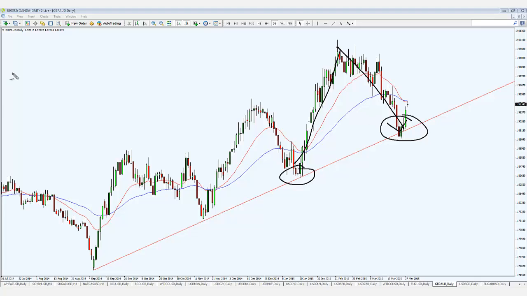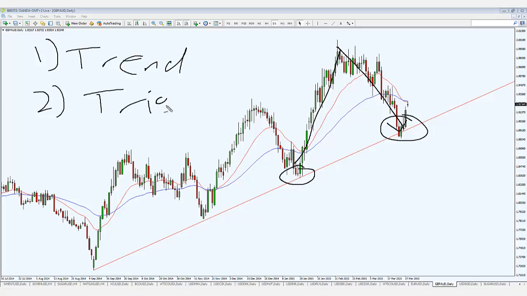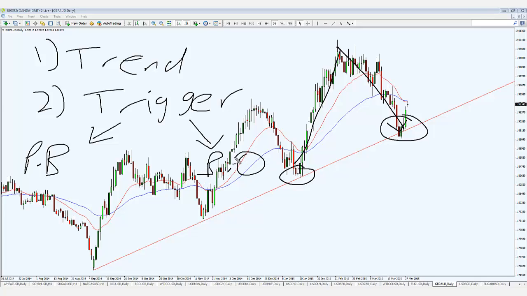All right, so let me emphasize once more. Two things you need. Number one is the trend. When you've got a trend, you need the second ingredient. It's called the trigger. And the trigger is usually either a pullback, PB, pullback, not peanut butter, pullback. Or breakout, BO, breakout. So when you have these two things, then you can look for a trigger to get you on board the trade.